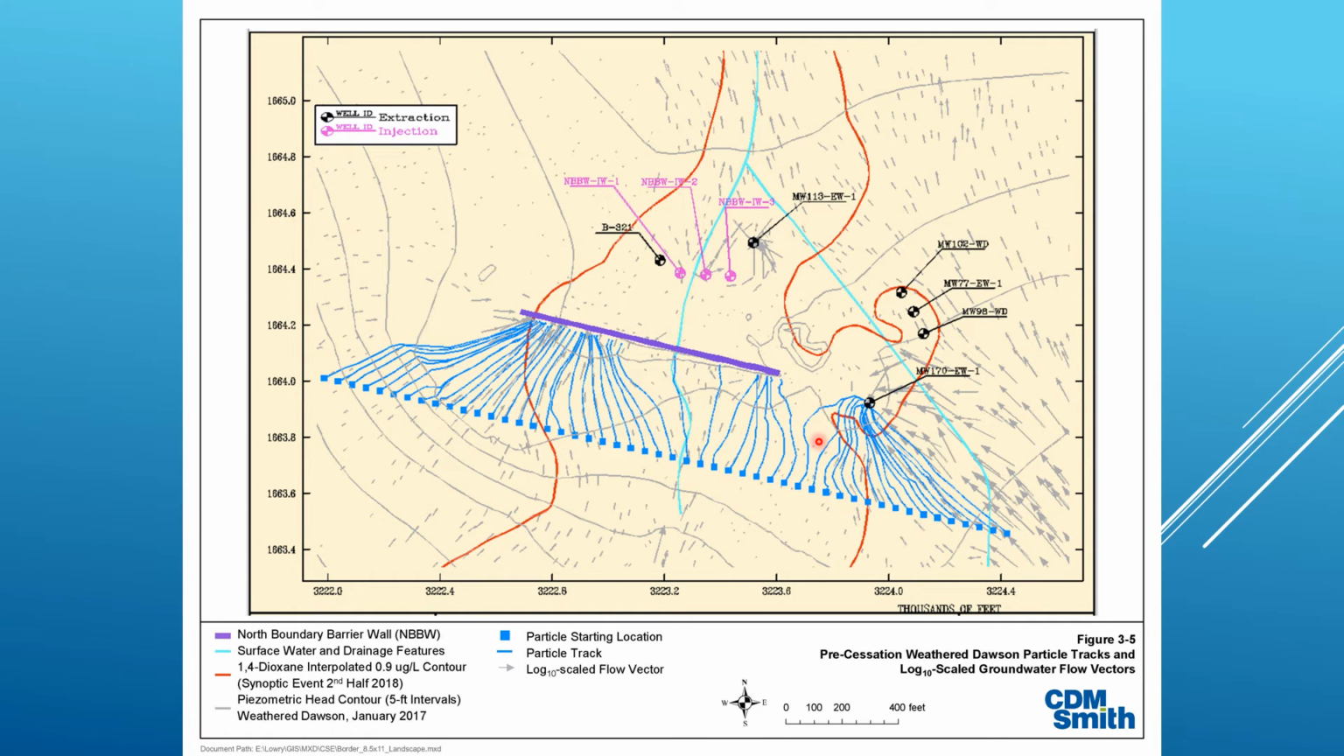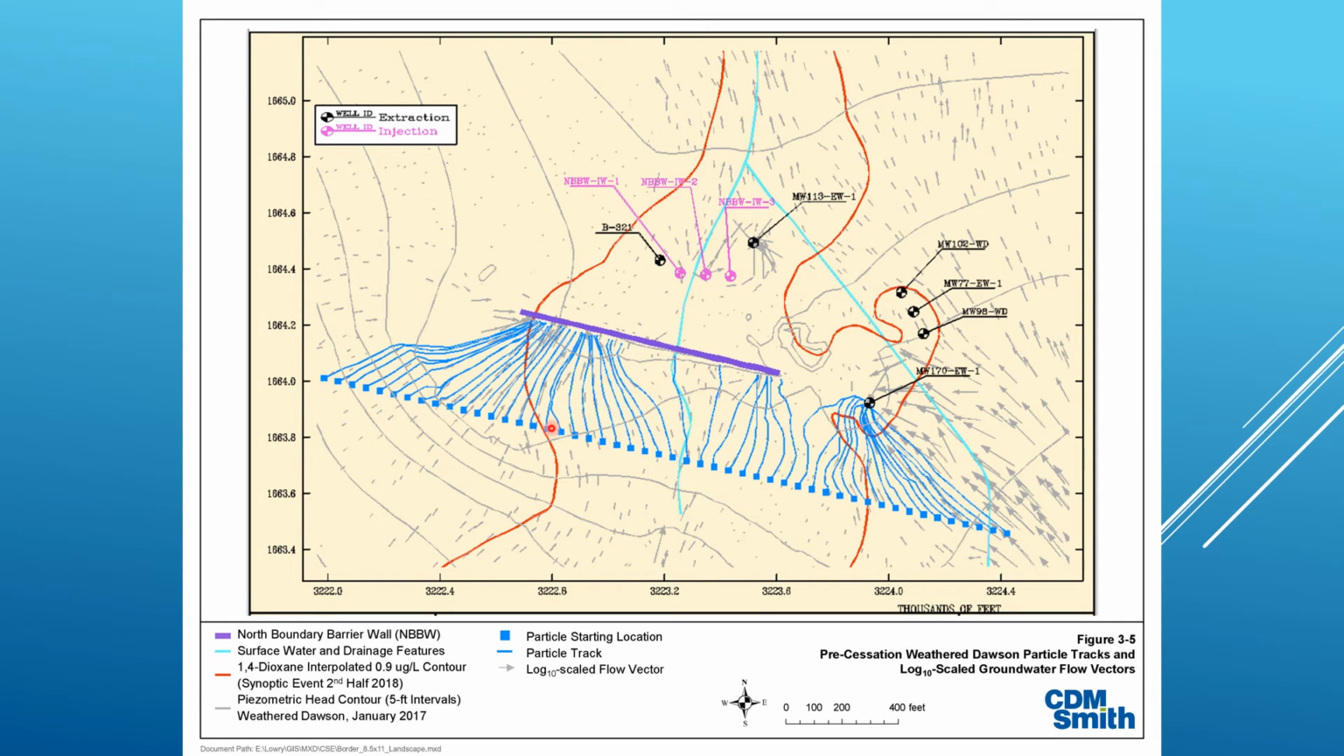This slide shows the particle tracks for the pre-cessation conditions when potable water was being injected into these 3 wells. As I noted earlier, over on the east side of the barrier wall between the barrier wall and extraction well MW170 EW1, the particle tracks have changed slightly. They're now more direct movement towards the extraction well rather than coming up and then back over to the extraction well. It's about the only difference we notice between these two.